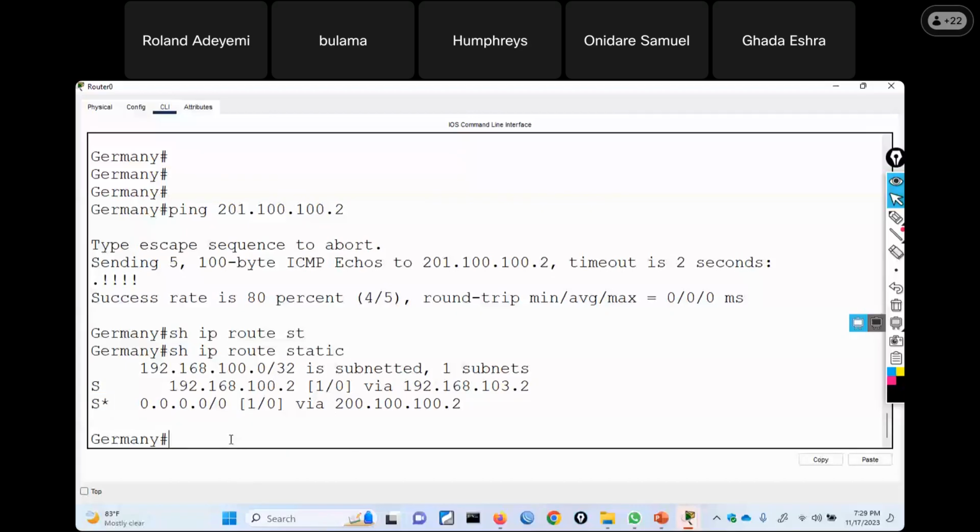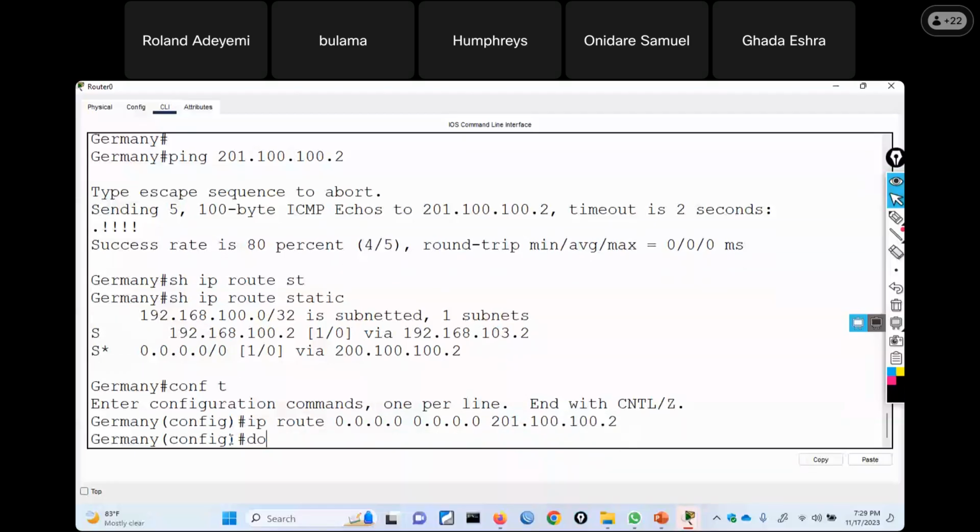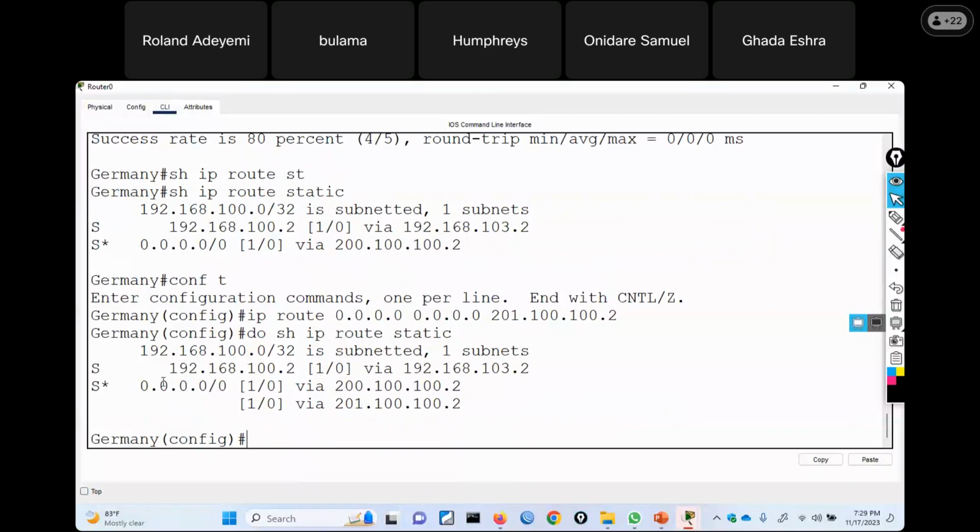So I'll go to my global configuration mode and say IP route again, 0.0.0.0, 0.0.0.0. This time around, I'm pointing to my second service provider, the secondary one, which is 201.100.100.2. Guess what? If I hit enter, see what is going to happen. Do show IP route static. Look at what is going to happen.